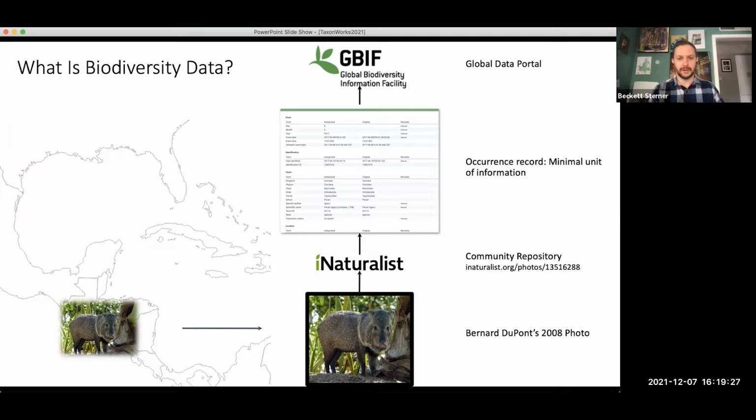But you can already see how there's more than one person involved in this, right? There's actually a lot of people that have to contribute to make this possible. And it also highlights the decentralized collection of the data in the first place, right? Bernard Dupont was doing whatever he was doing when he took that photo. And in fact, there are thousands and thousands of people that have collected data over centuries that we still want to have be accessible and usable today.